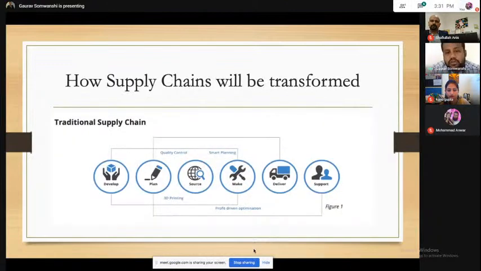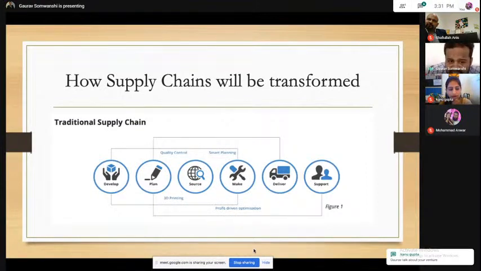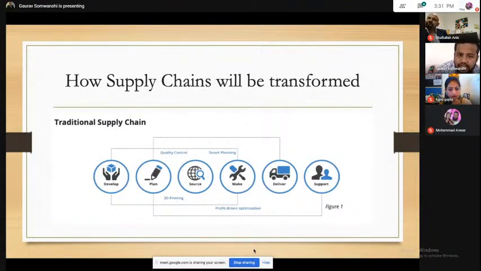Now, what will happen with supply chains? How will supply chain be transformed? We already saw what Bitcoin can do in cryptocurrencies and the finance sector. So that is done. That's why I'm trying to give more focus to what happens with blockchain in other places. So this is a traditional supply chain that you have in front of you, where people are basically planning, sourcing and delivering based upon what happens. This is a traditional supply chain.